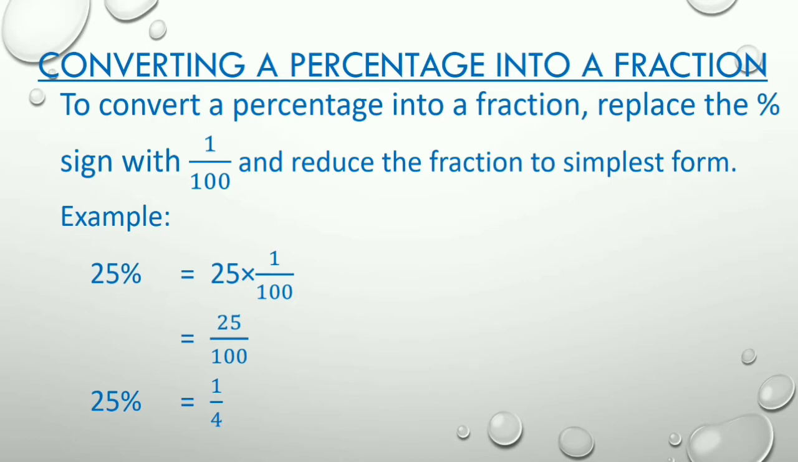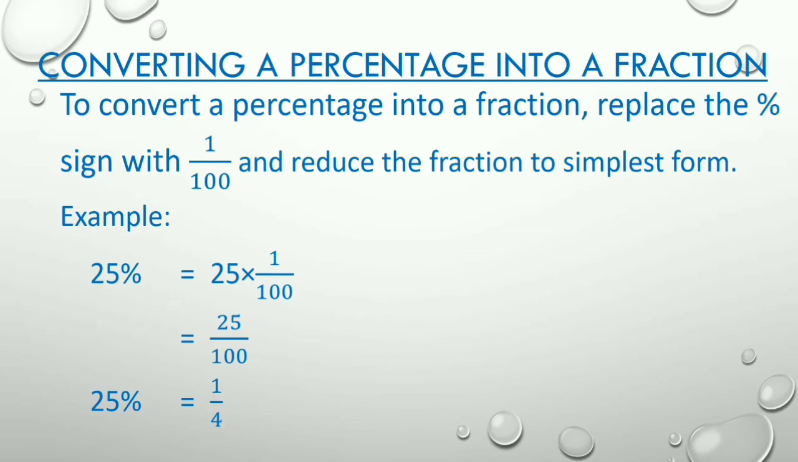To convert a percentage into a fraction, replace the percent sign with 1 by 100 and reduce the fraction to its simplest form. We have already seen that the symbol percent stands for the fraction 1 by 100. Hence, if any percent is given, to convert the percent into fraction, we can replace that percent symbol with fraction 1 by 100, and we know that if we have a fraction, it has to be expressed in its simplest form. So that is the procedure we do here.